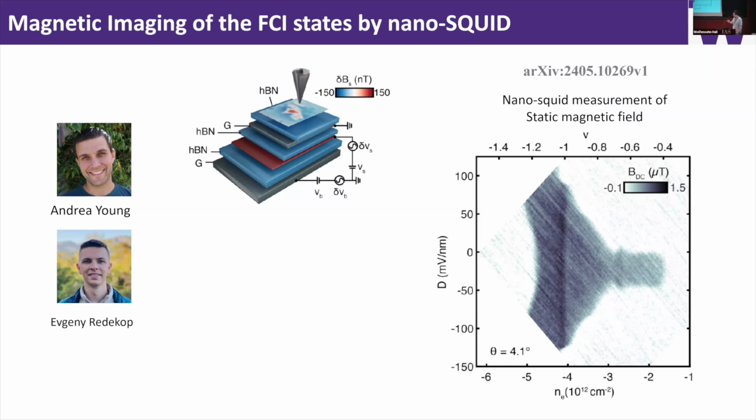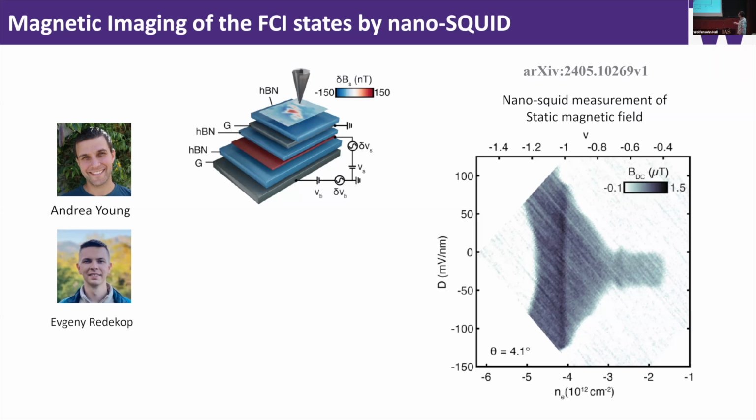In these measurements, what Andrea's group did is use a nanoSQUID. A nanoSQUID is a tool you can use to image the stray field on material systems. Just to illustrate with this schematic here, they have this tip with a spatial resolution on the order of 200 nanometers. Then they map out the stray magnetic field across the samples. On the right-hand side, what I show you is the measurement of a static magnetic field as a function of electric field, and also as a function of filling factor on the horizontal axis.